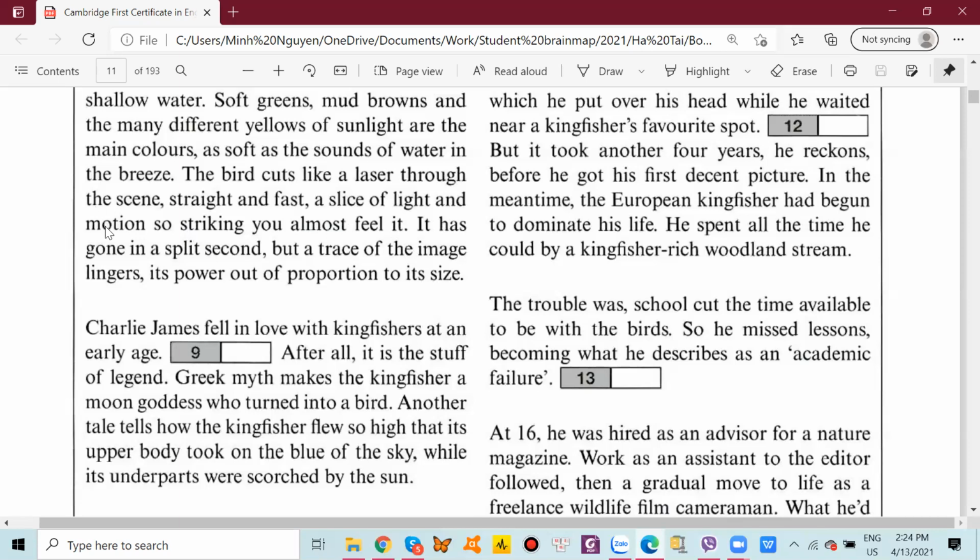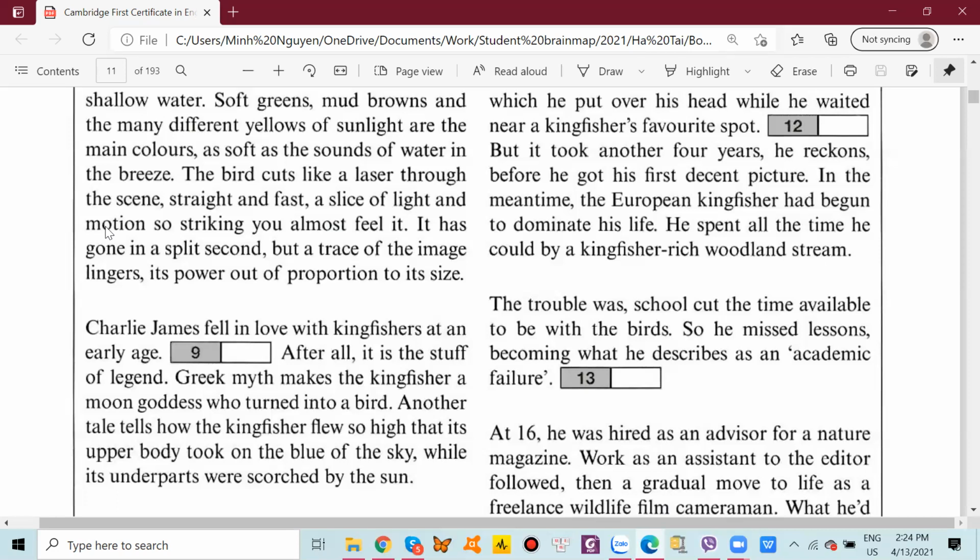And the second word, motion. Don't think of motion as emotion. Motion is like movement. But we use movement much more for things or for people. When we talk about light, or about speed, something very fast, we use the word motion. Striking. So striking, you almost feel it.